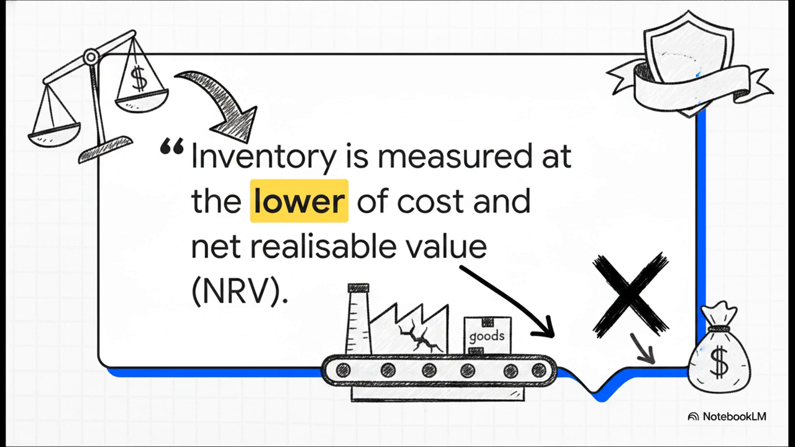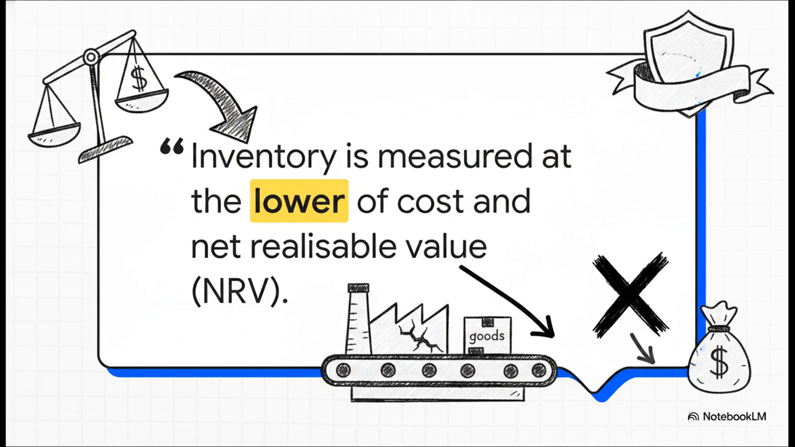Inventory is measured at the lower of cost and net realizable value, or NRV for short. This rule is deeply, deeply rooted in the conservative accounting principle of prudence. Basically, it dictates that an asset should never be carried on your books at an amount higher than what you actually expect to recover from selling or using it. If your inventory cost is simply not recoverable, maybe the goods are damaged, obsolete, or market prices just totally crashed, it has to be written down immediately.